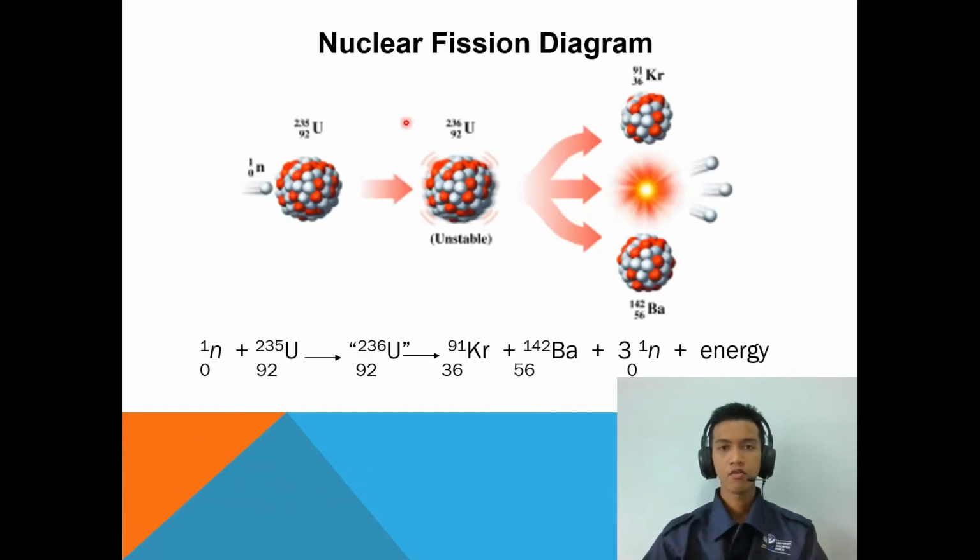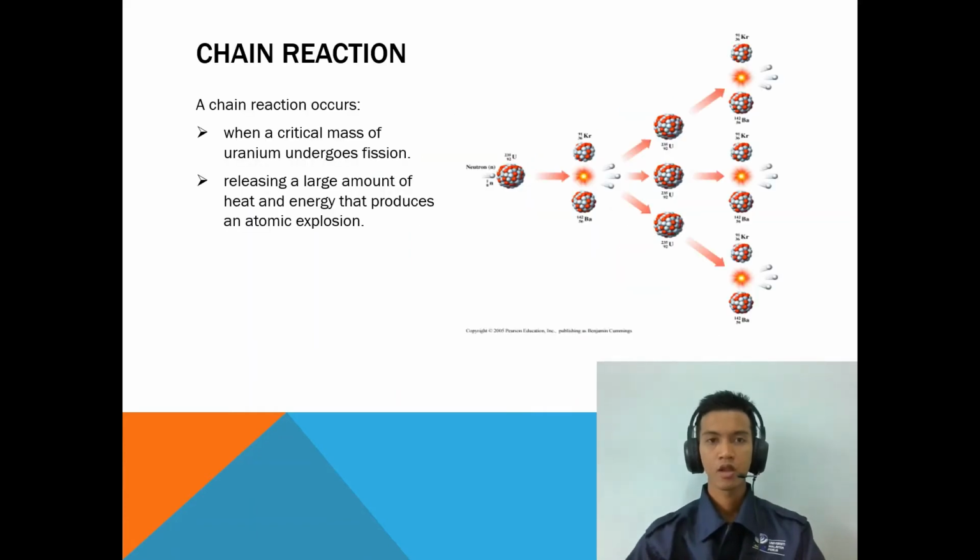Okay, this is the nuclear fission diagram. As we can see, this is a uranium and a neutron, and then the uranium becomes unstable, and then will produce krypton, barium, and also neutrons. This is the equation of how nuclear fission happens. Okay, this is a chain reaction. A chain reaction occurs when a critical mass of uranium undergoes fission and releases a large amount of heat and energy that can produce an atomic explosion. As we can see, the first one will spread.